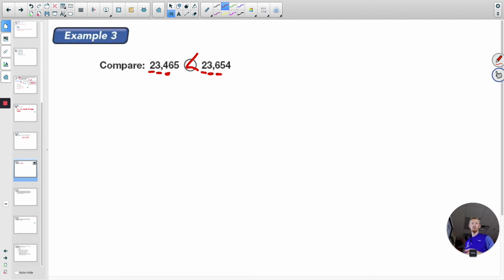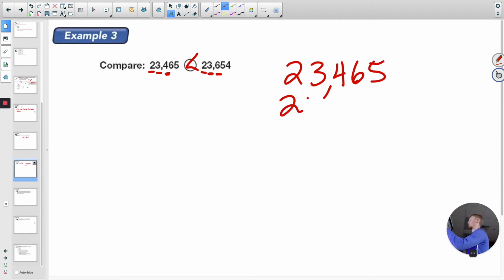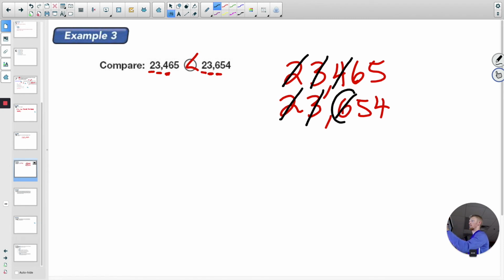It makes it easier if you line them up, actually. So if I have 2, 3, 4, 6, 5 and 2, 3, 6, 5, 4, line them up as if you're going to add them, and then you can just go through: 2 and 2, 3 and 3, 4 and 6. 6 is bigger, so I know that this number is bigger.